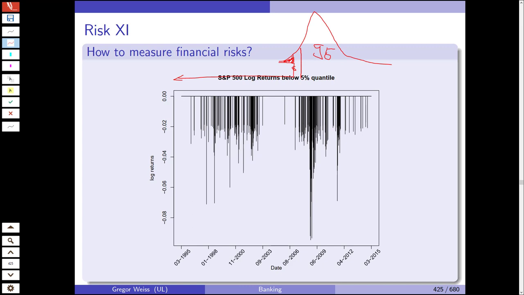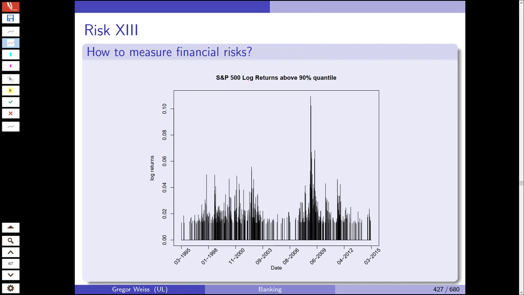You can do the same thing with the log returns above the 90% quantile, but then these would be profits. These would be profits, for example, at almost 11% profit on one day. Same with the 95% quantile. It depends on your preferences. It depends on the wishes of the risk manager, what kind of risk measure you want to use to measure financial risk. Now then, what's risk management?